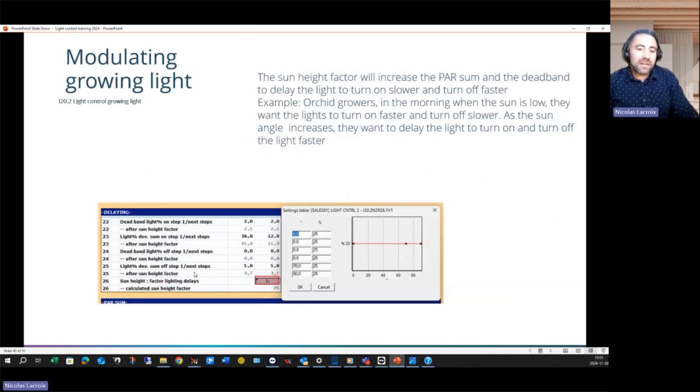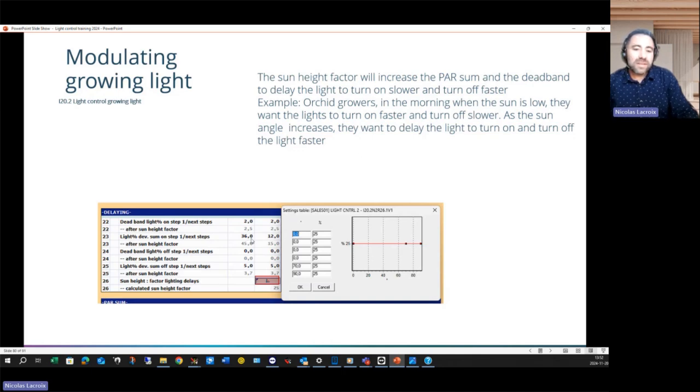And there's another setting below the deadband and deviation sum. There's a table here. It's the sun height factor. It will increase the deviation sum and the deadband to make the light turn on slower or turn off faster. For example, if you have an orchid grower, in the morning when the sun is low, so the angle is low, they want the light to turn on faster and turn off slower. As the sun angle increases, they want to delay the light turning on and turn the light off faster.